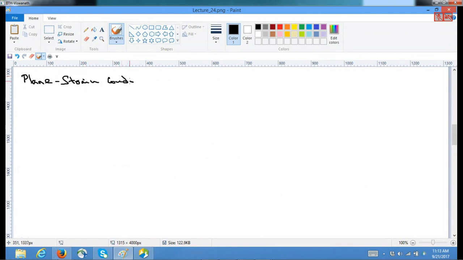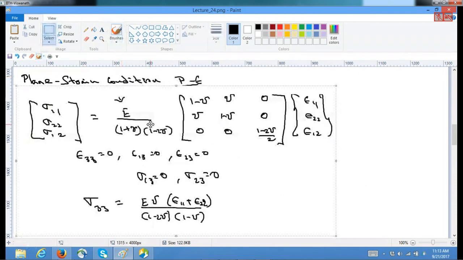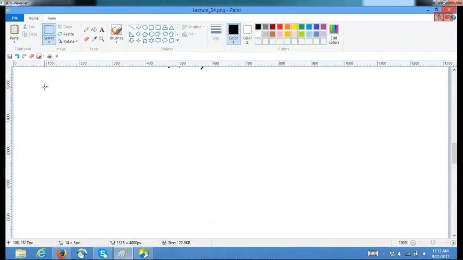We have a stress-strain relationship where epsilon 33 is 0, sigma 1 3 and sigma 2 3 are 0, but not epsilon 33, sigma 33. So this is the plane strain condition. Both of these we can write accordingly in this manner. So sigma is D matrix times epsilon.